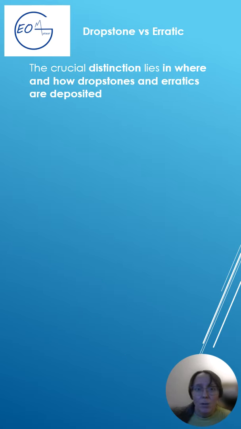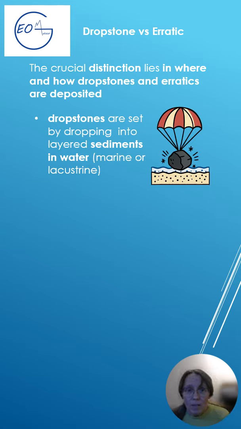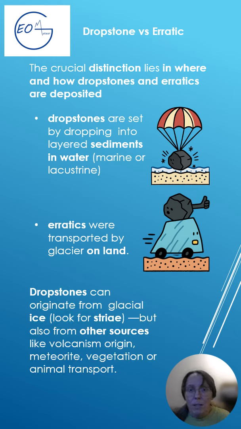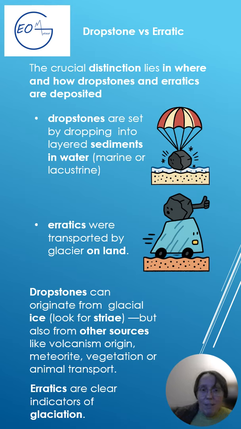Summarizing, the crucial distinction lies in where and how dropstones and erratics are deposited. Dropstones are set by dropping into layered sediments in water, marine or lacustrine. Erratics were transported by glacier on land. Dropstones can originate from glacial ice, look for striae, but also from other sources. Erratics are clear indicators of glaciation.